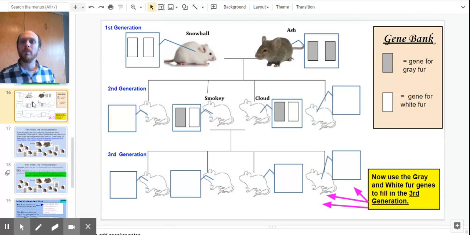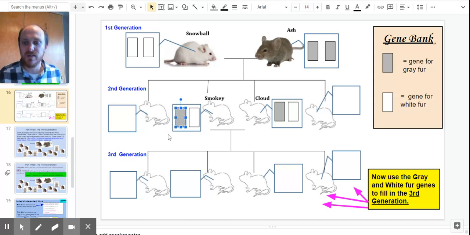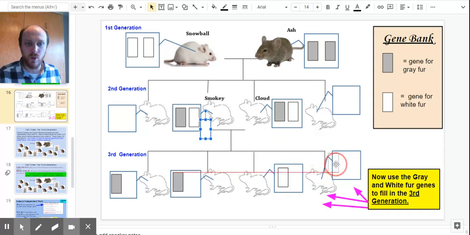Okay, so Smokey and Cloud are each giving genes to their babies, right? Smokey could give a gray gene. This baby could have gotten a gray gene from mom. This baby could have gotten a gray gene from mom. But Smokey also equally could have given a white gene. So half of her babies are going to get a white gene from her. Half of her babies are going to get a gray gene from her. That's possible. What about Cloud?